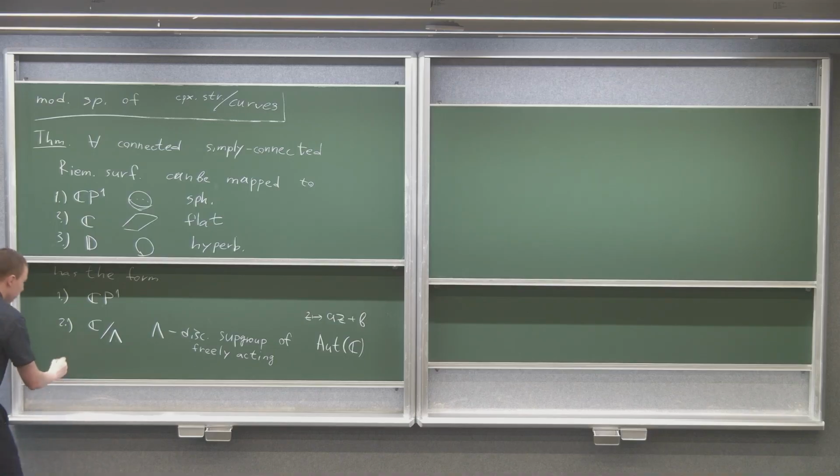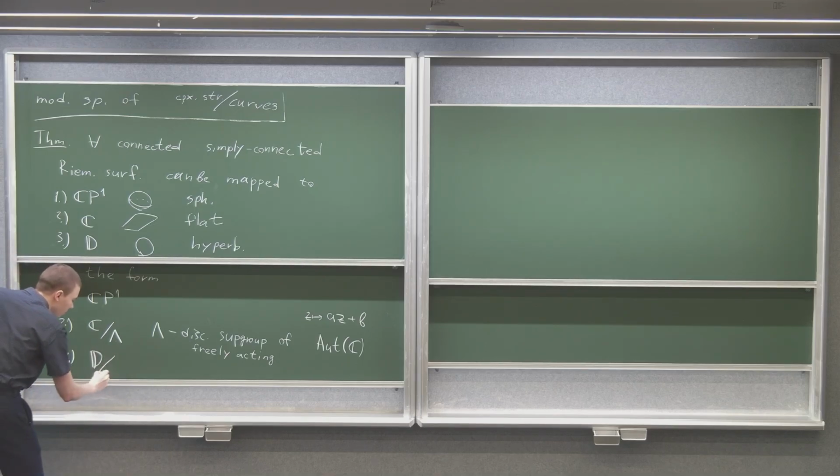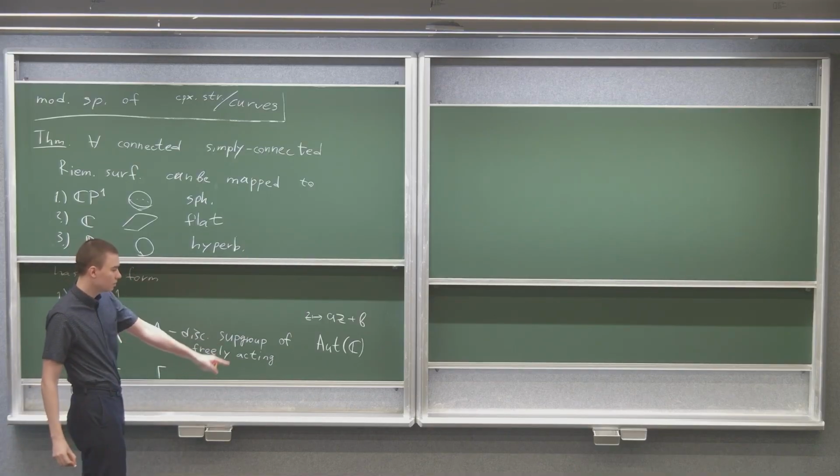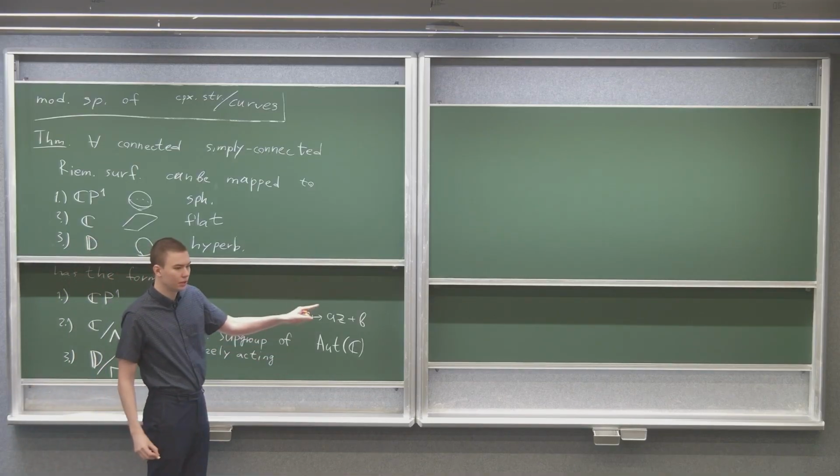Okay, and the third option is basically the same thing. Here we want the disk quotiented by gamma, and gamma will be the same thing. It will be a freely acting discrete subgroup of automorphisms of now the disk.